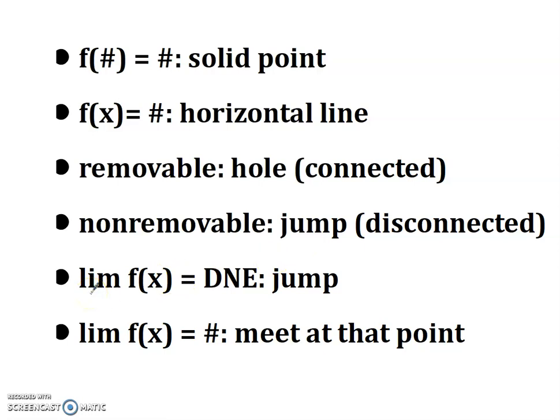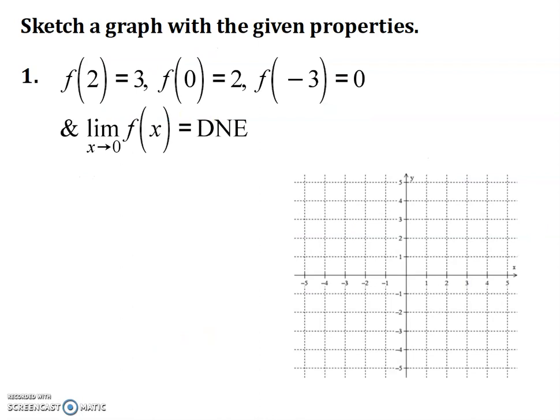If they tell us that the limit doesn't exist, okay, well, that tells us that there's going to be a jump in the graph, so we need to make sure our points are disconnected. And then if they tell us the limit is a certain number, that means the graph meets at that specific point. So let's look at a few examples.